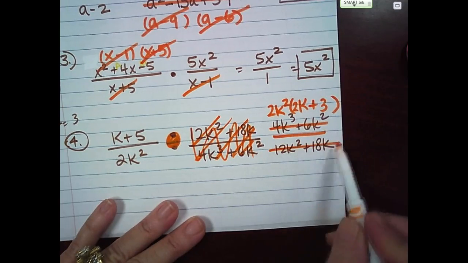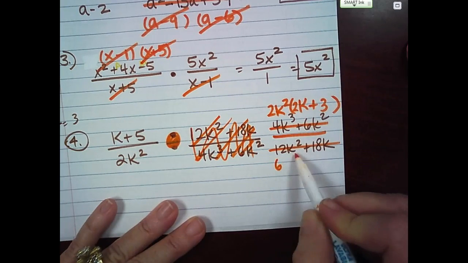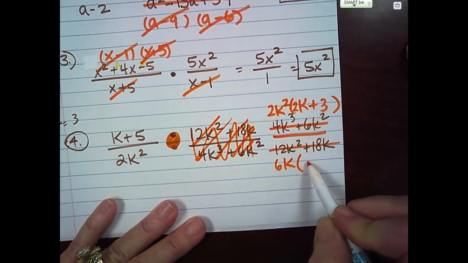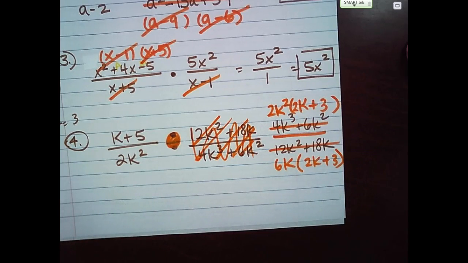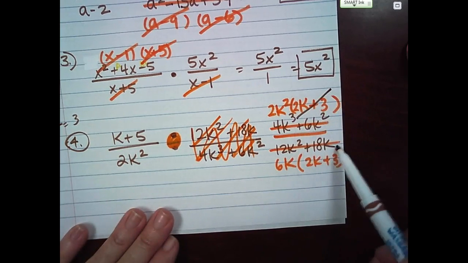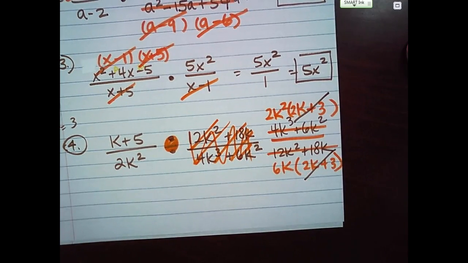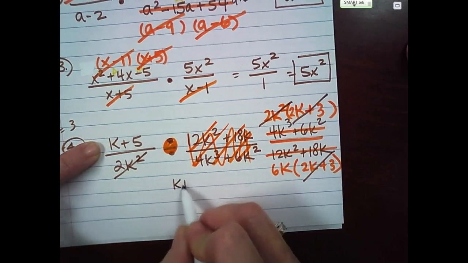Now factor the bottom. What can I take out of a 12 and an 18? 6 and a k, giving me 2k plus 3. They usually will. You know, if you did something wrong, something's looking kind of weird. Alright, cancel very neatly and carefully. I'm going to take out this 2k plus 3 and this one. Do you see anything else that cancels? Yep, the 2k squareds. Giving me a k plus 5 on top.